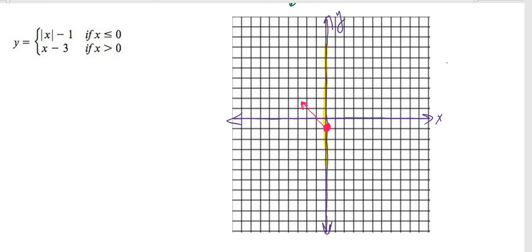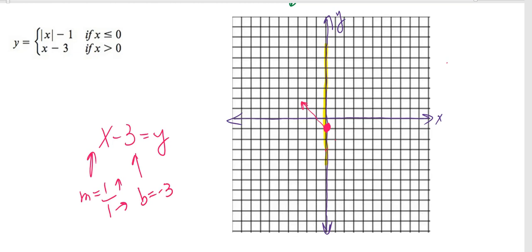So let's graph that side. So I would have a y-intercept of negative 3, and I'm going to be going up 1 over 1, because if I have x minus 3 is equal to y, we know our slope is 1. We can think of it as 1 over 1, and we know that our y-intercept is negative 3. Okay? So if I were to pencil that in, I could draw one there, and then go up 1 over 1.